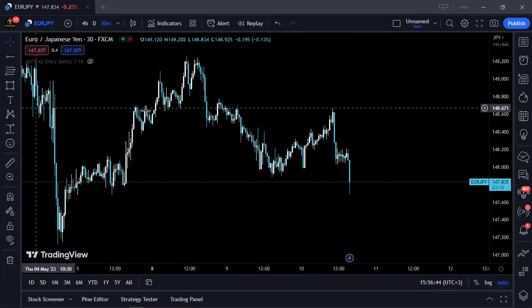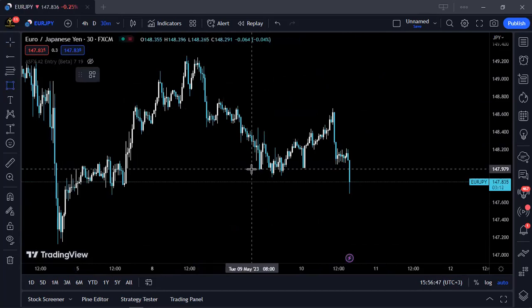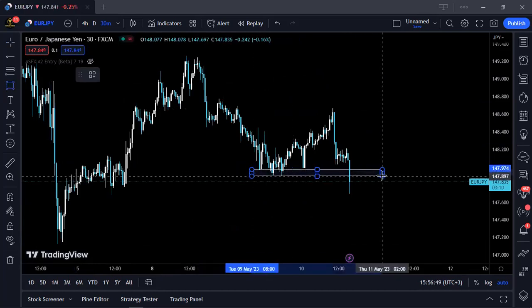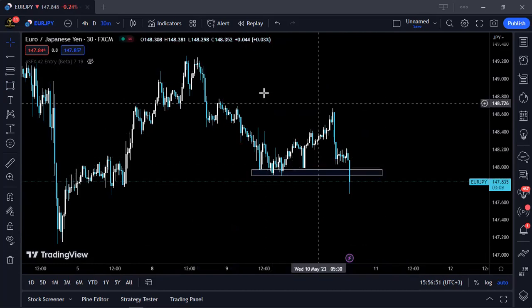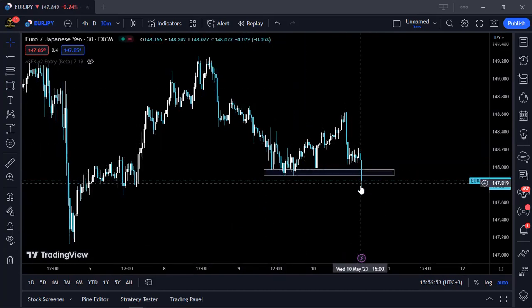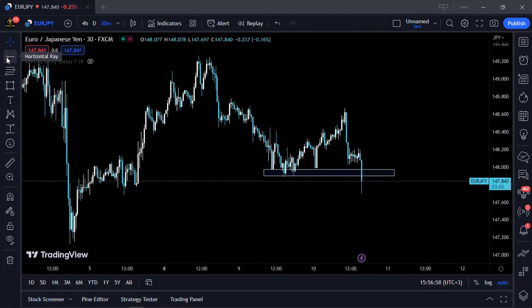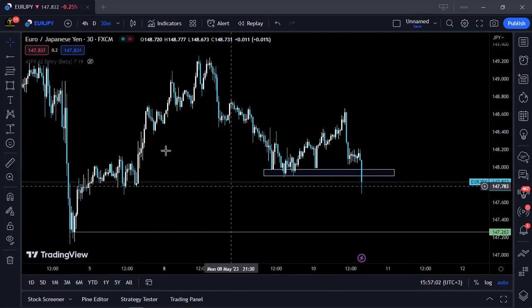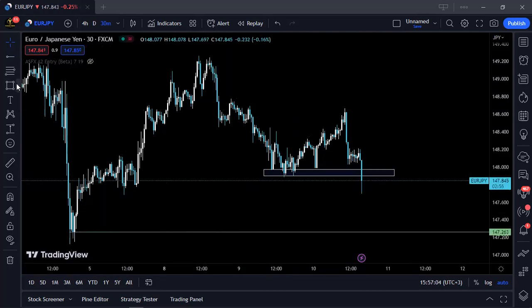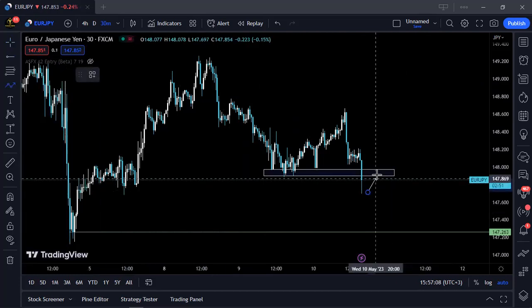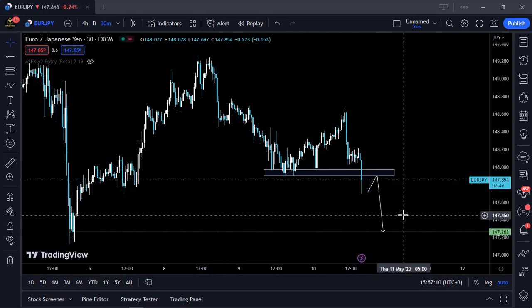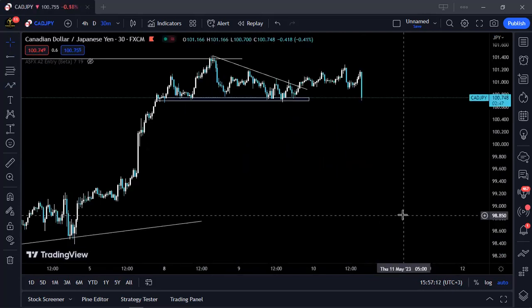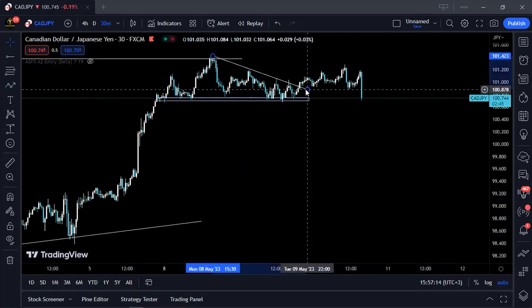EURJPY will be looking for a continuation on the sells. We can see the most recent lows have been taken out. So we'll be looking for some kind of a retracement before we see prices push lower until somewhere down here. That's our next target on EJ. This is the after effect of the CPI, and we might call it a midweek analysis. So yeah.